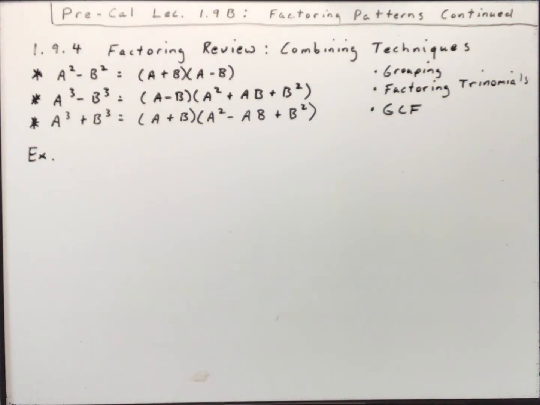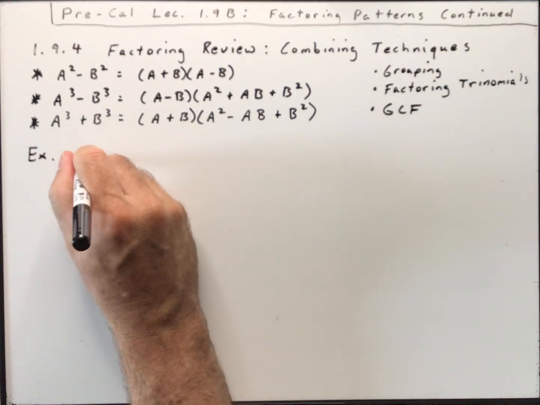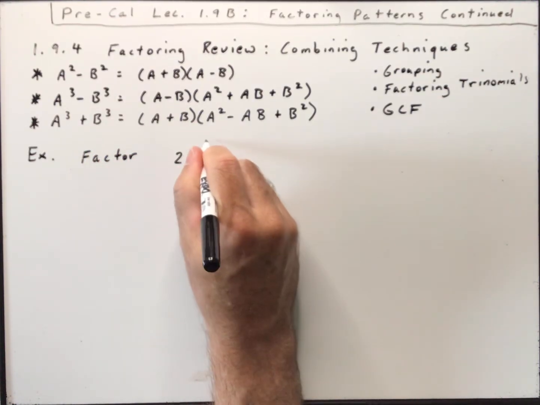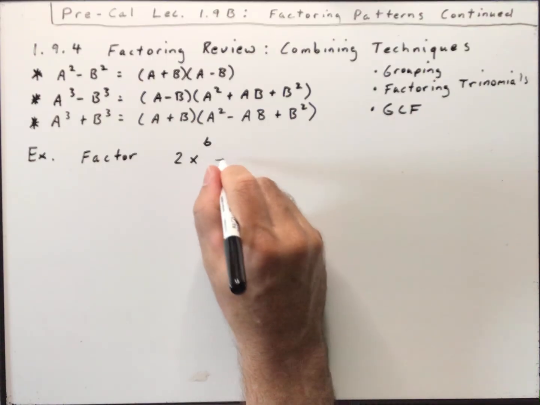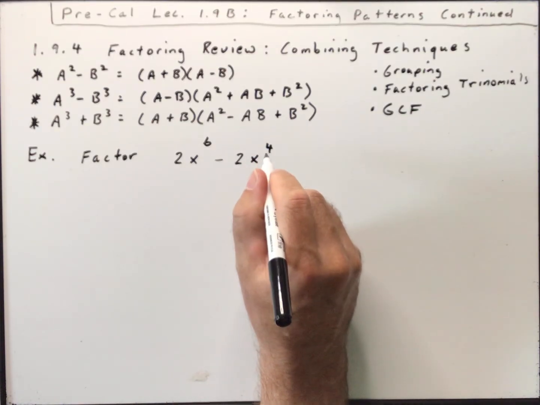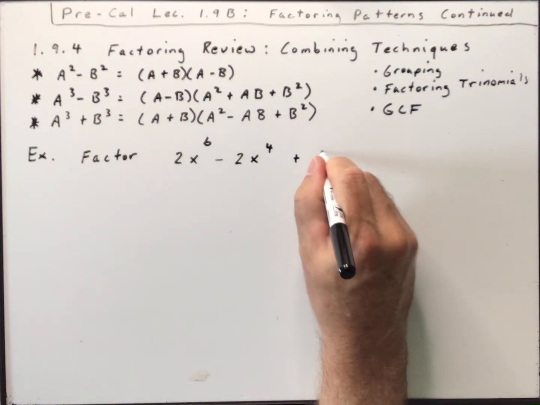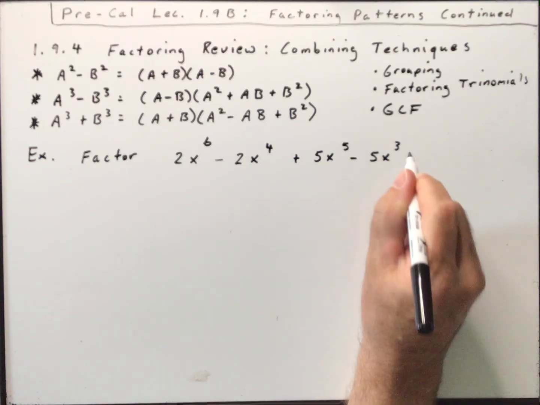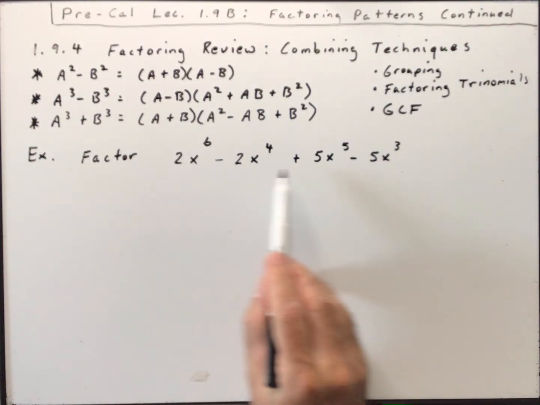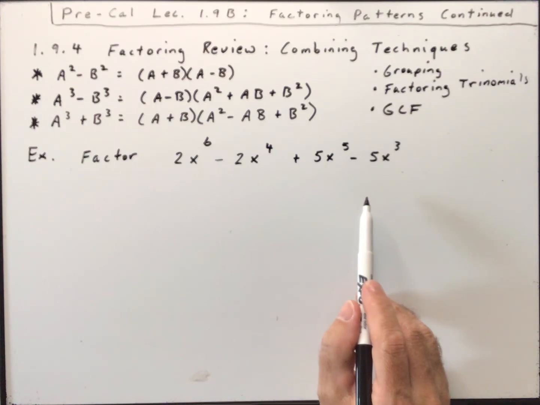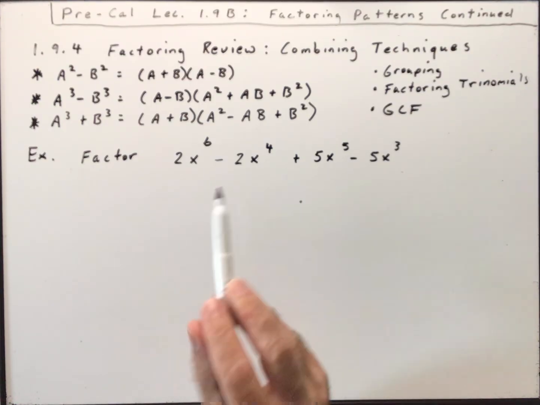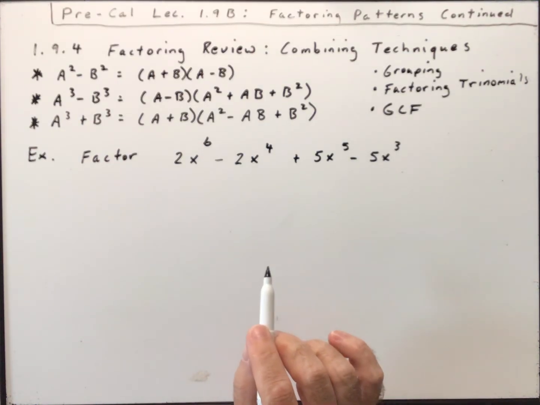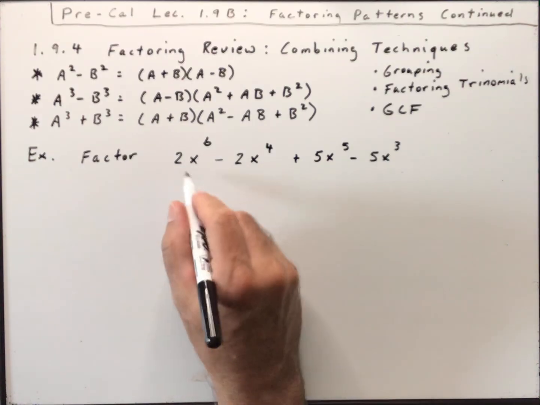Okay, so let's factor 2x to the sixth minus 2x to the fourth plus 5x to the fifth minus 5x cubed. Now we could go ahead and factor out the greatest common factor to start with, or because it's 4 terms, you might want to just go ahead and factor by grouping, and then we'll factor out the greatest common factor next. Doesn't really matter to me.